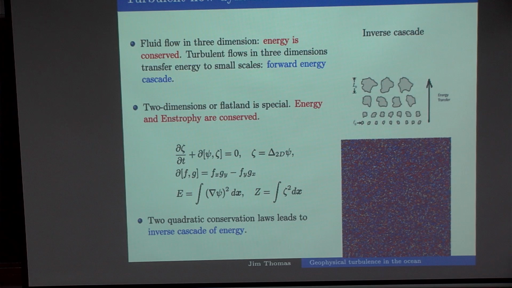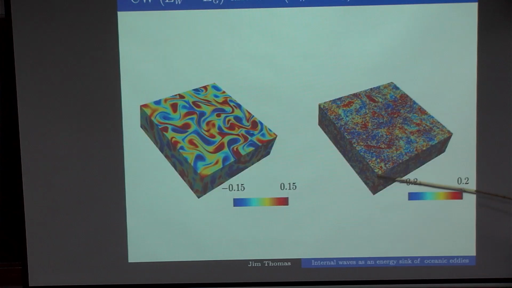There are different answers to this question. If you are near boundaries, for example, the eddies can interact with boundaries and break. That's another mechanism. But if you're far from boundaries, in the deeper parts of the ocean, internal waves can do this. Internal waves can interact with balanced flow. The two can exchange energy, and eddies can break due to waves.